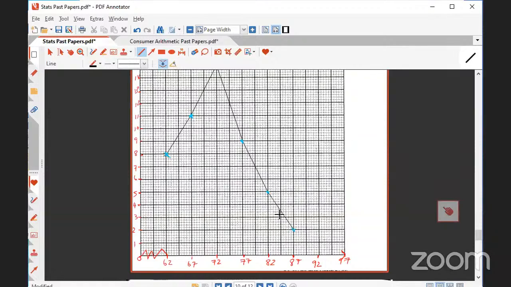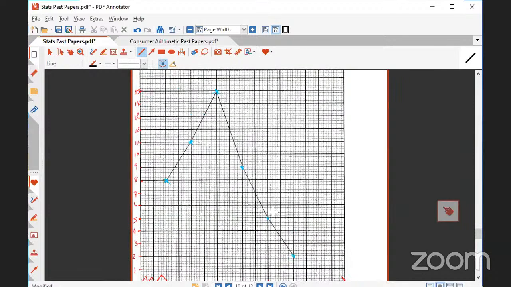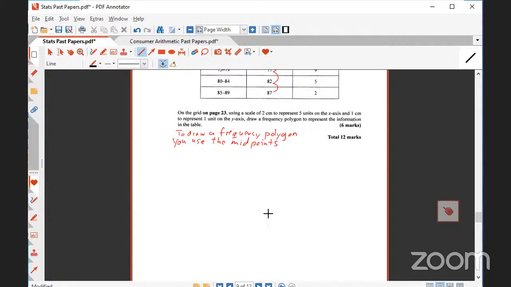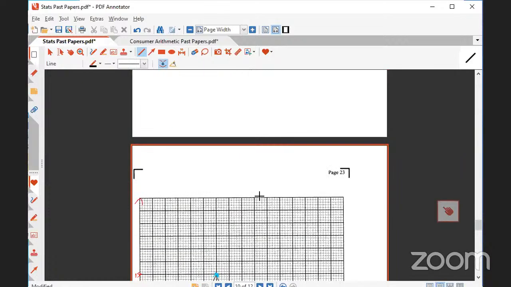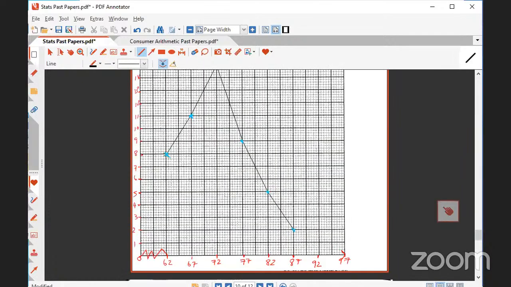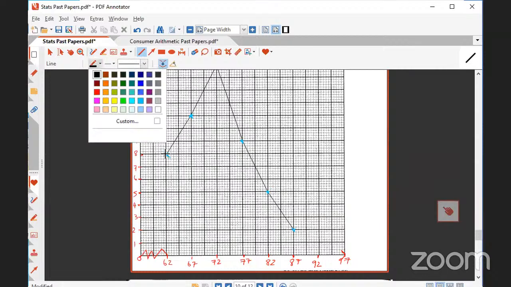Okay. So that is that. But remember, it's called a frequency polygon. Remember, a polygon is a closed figure, so close it up, basically. All right, so again, you use a ruler.